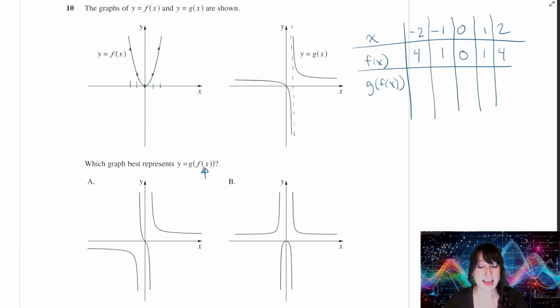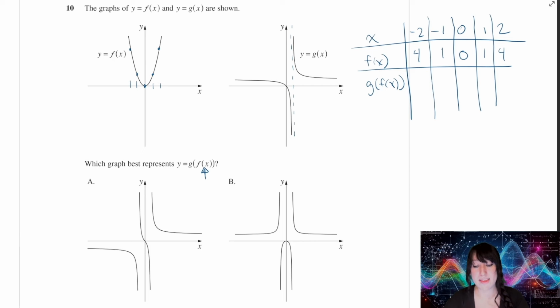Now, let's look at the composition g of f of x, remembering now that the outputs of f of x are now inputs for g of x. So we can see the outputs for f of x start high positive, go down to 0, and then go back to high positive numbers. So what happens to g of x as we do that?